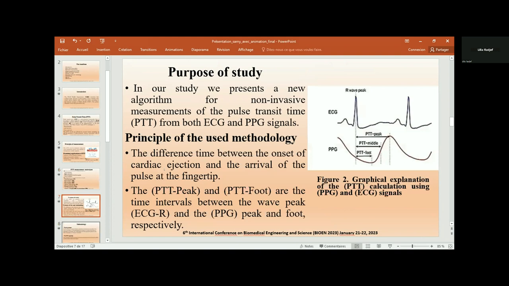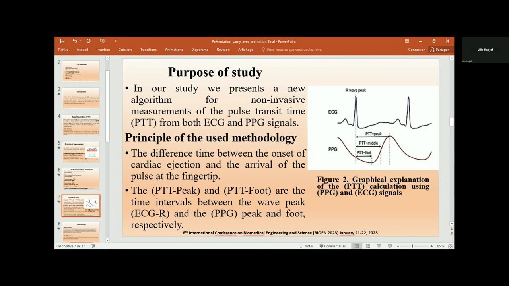Purpose of study. In our study, we present a new algorithm for non-invasive measurement of the pulse transit time PTT from both ECG and PPG signals. Figure 2 shows a graphical explanation of the PTT calculation using PPG and ECG signals.